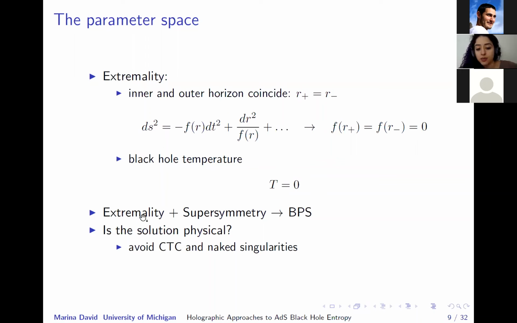When we talk about extremality and supersymmetry in this talk, both limits for me are going to be BPS. However, sometimes this is not enough when I want an extremal black hole solution, because sometimes we have to look at whether the solution is physical or not. There can be closed timelike curves, there could be naked singularities, and sometimes we will have to restrict our parameter space further so that all the solutions we're looking at are physical.